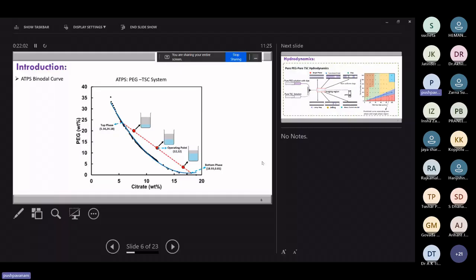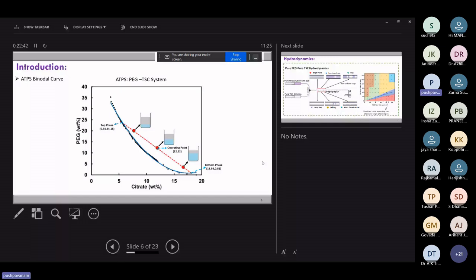The dashed red line you see is basically a tie line, which is very similar to what you see in a VLE diagram. Okay, and one phase will be rich in citrate, another phase will be rich in PEG. So basically, when your overall composition is above the binodal curve, you get two phases, one rich in PEG, one rich in citrate. Okay, but if you are below the binodal curve, you will get only a single phase region. You won't get two phases.